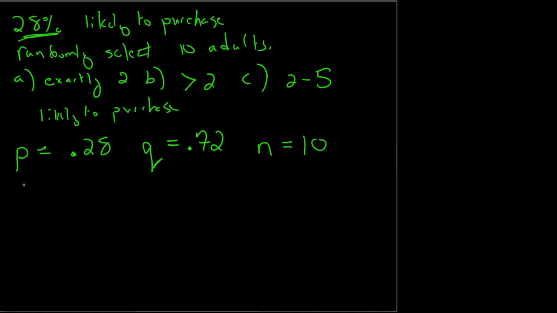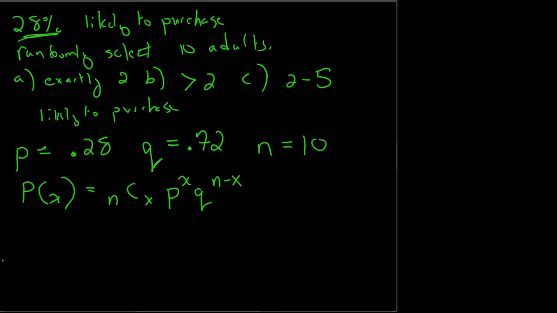Now, our formula for the binomial distribution is whichever value I put in is equal to n choose x times p to the x times q to the n minus x. And so this is the formula we'll need to use to get this to work as it works through different values.